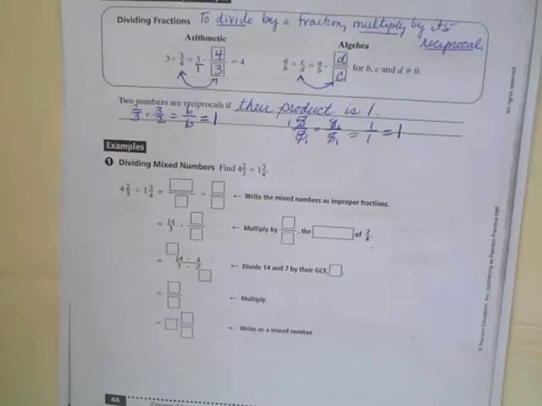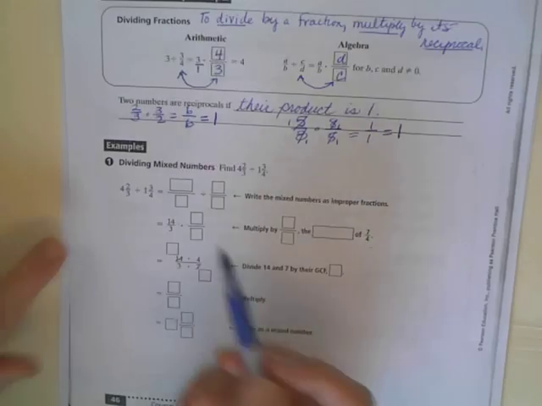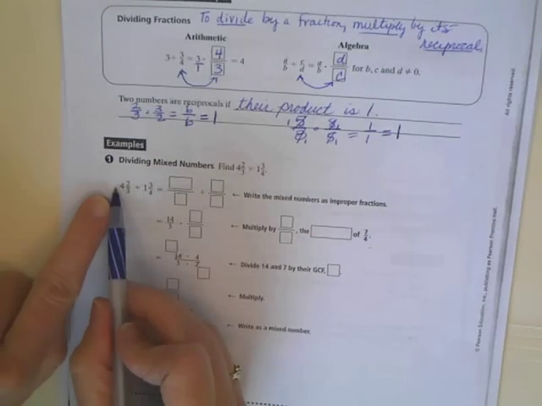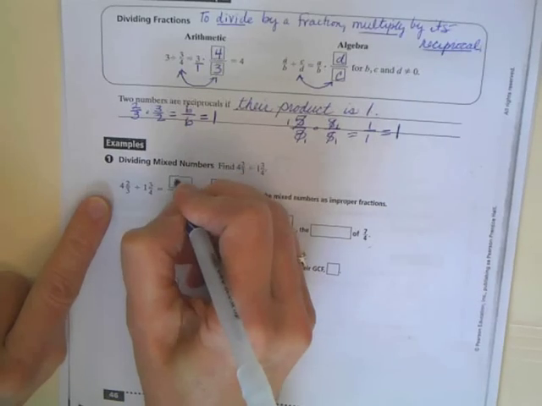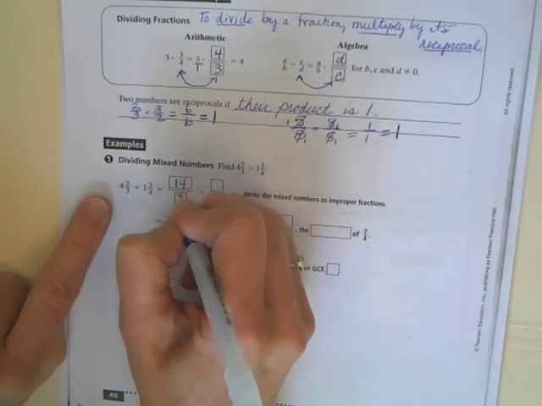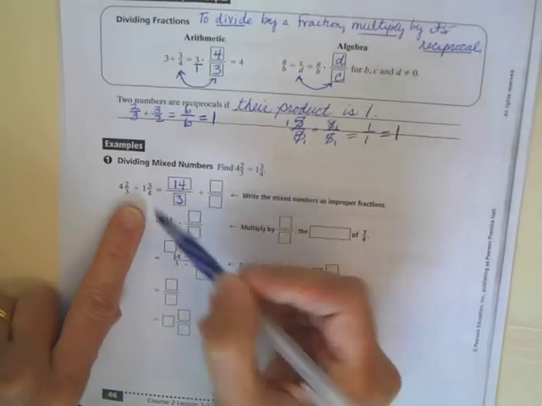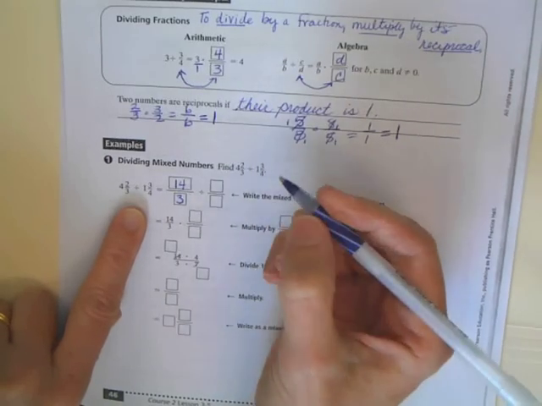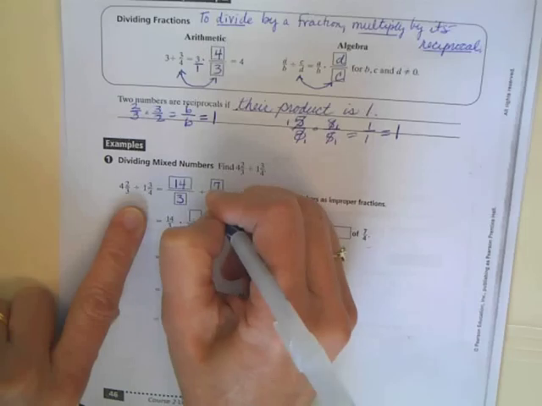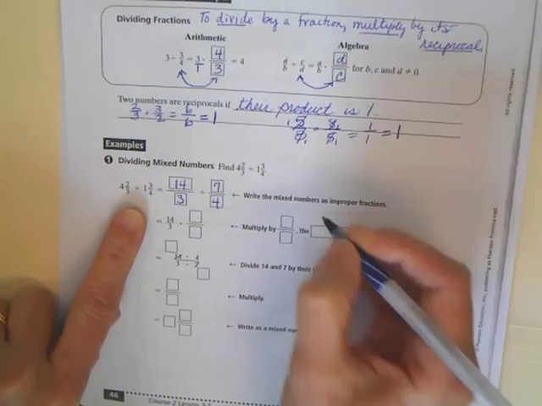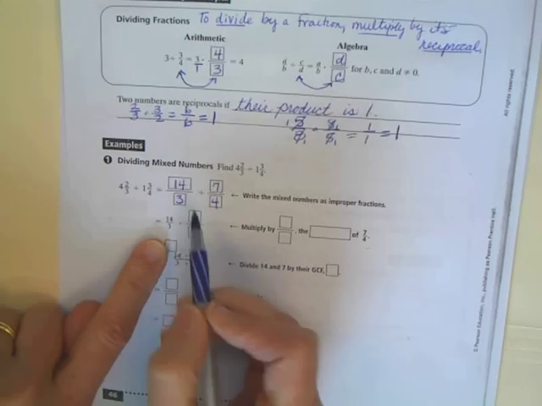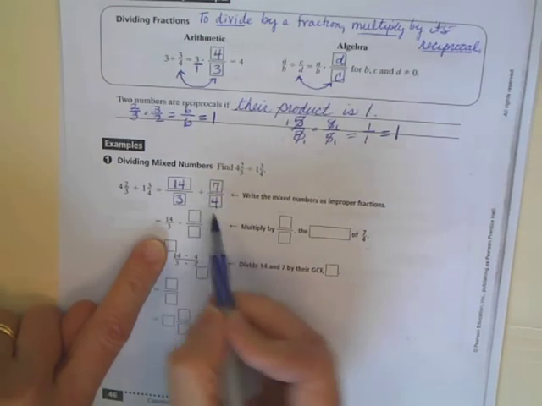So if we want to find 4 and 2/3 divided by 1 and 3/4, the first thing we need to do is change each of these numbers into an improper fraction. 3 times 4 is 12, plus 2 is 14, so this gives me 14/3 for my first fraction. Divided by 4 times 1 is 4, plus 3 is 7/4. So we have 14/3 divided by 7/4.